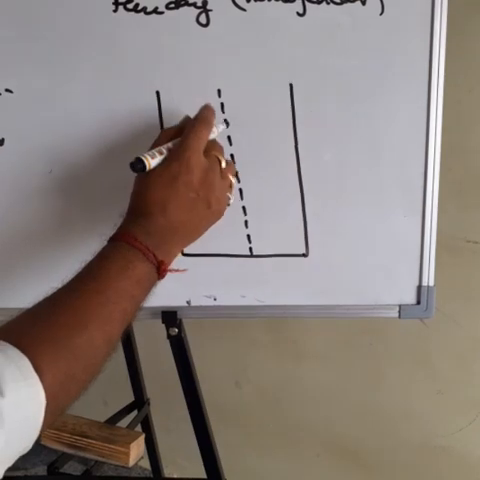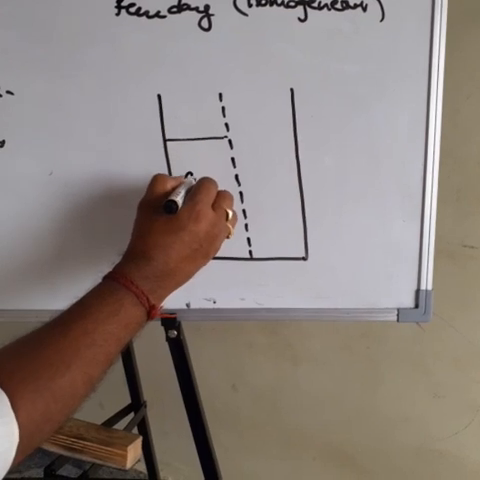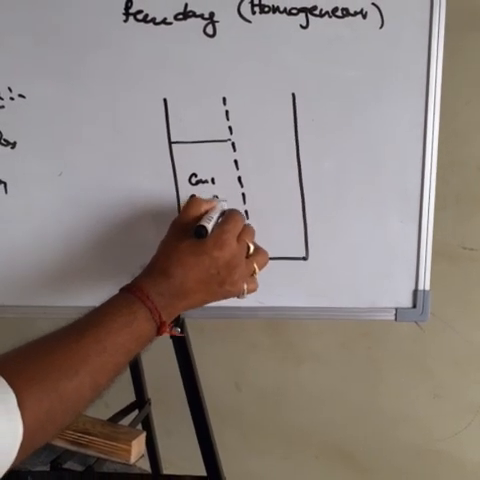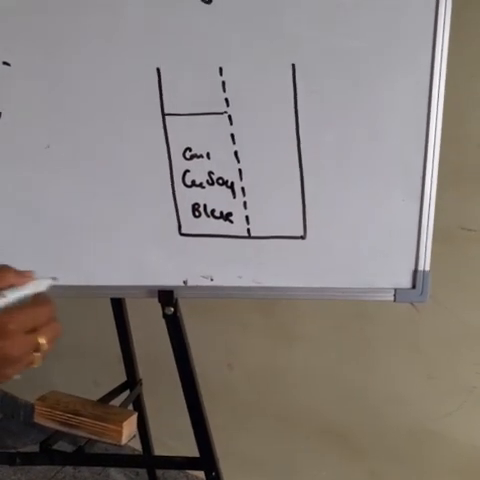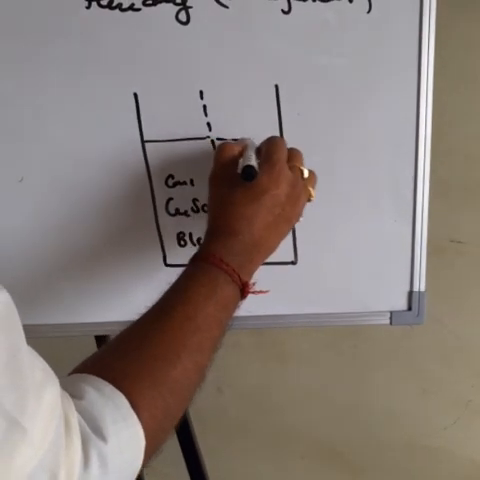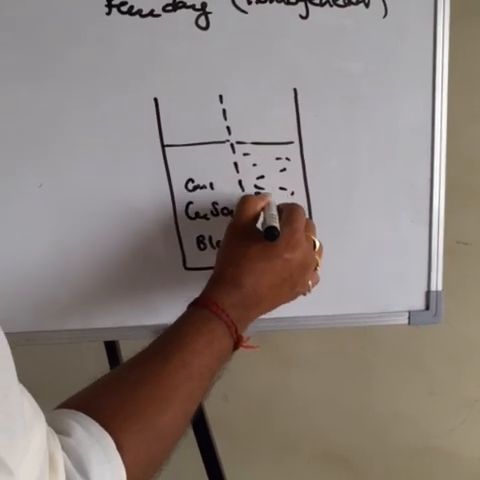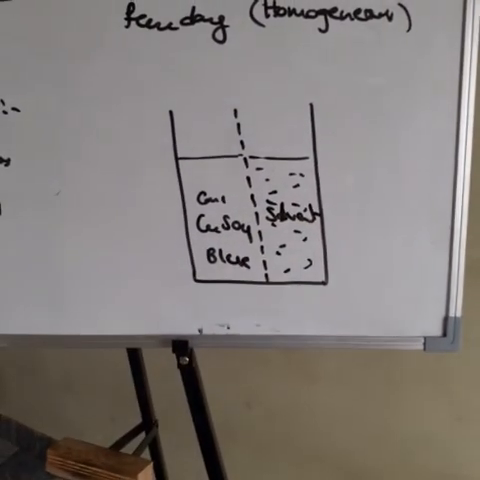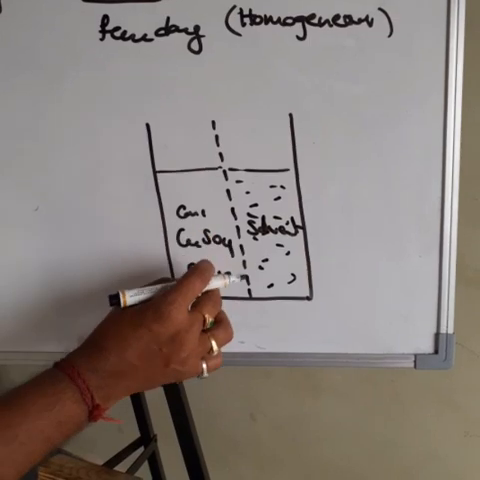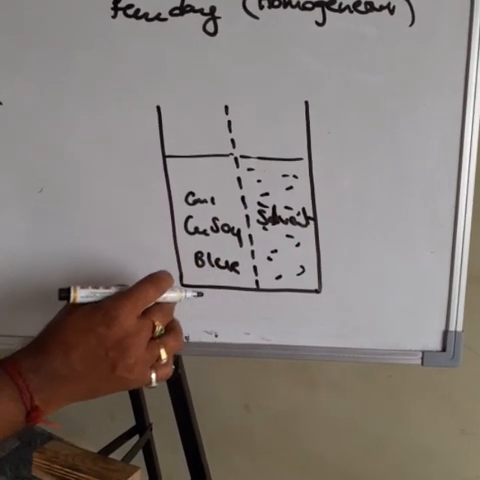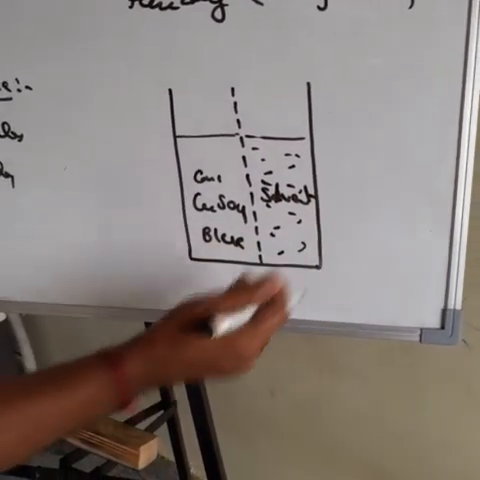In one part I have taken the concentrated copper sulfate solution, a deep blue color solution. In the other compartment I have taken water, the pure solvent.